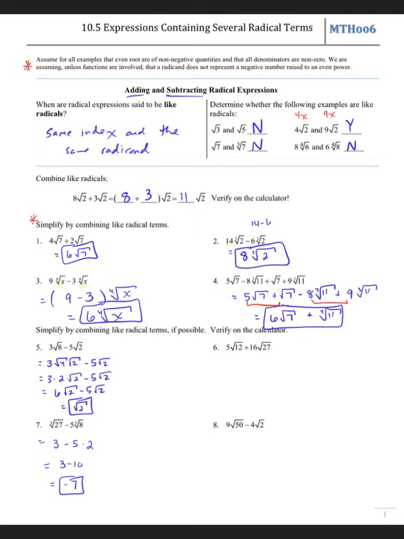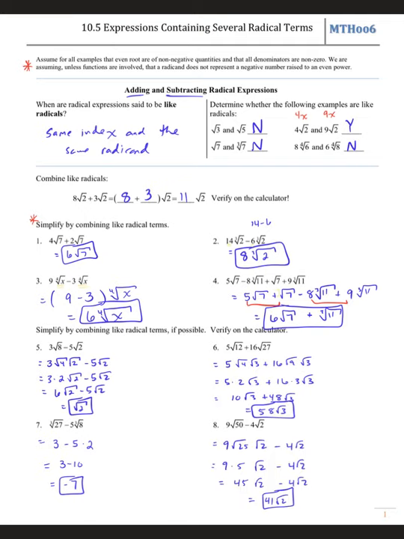Okay, so now what I want you to do is look at numbers 6 and 7. Again, you'll need to simplify each radical first before you can add or subtract. Remember, in order to add or subtract, you have to have the same index and the same radicand. So go ahead and try those.